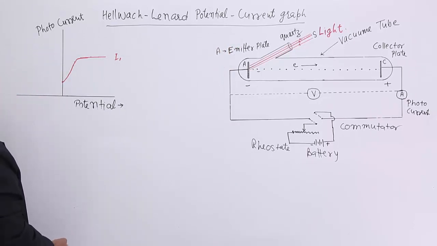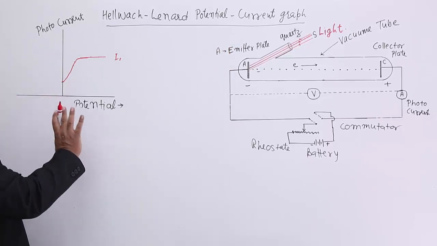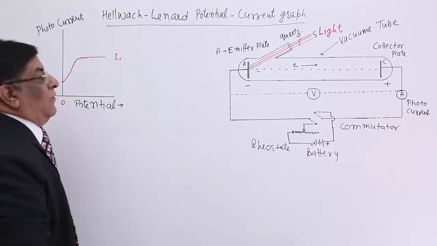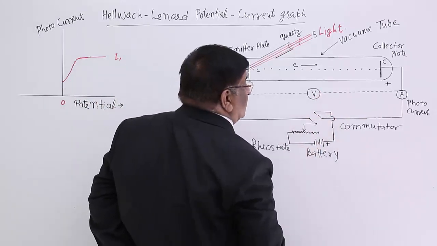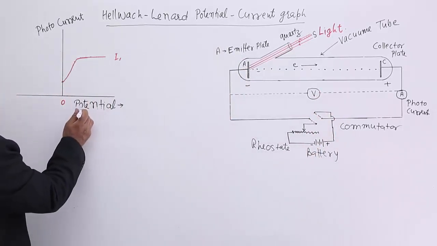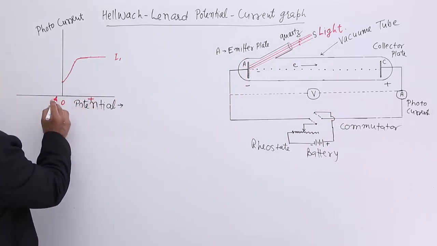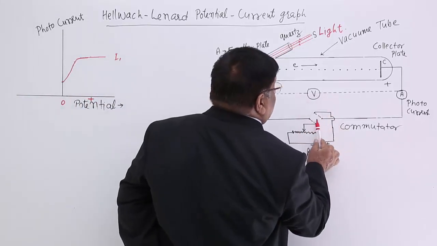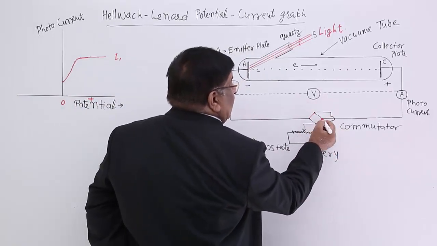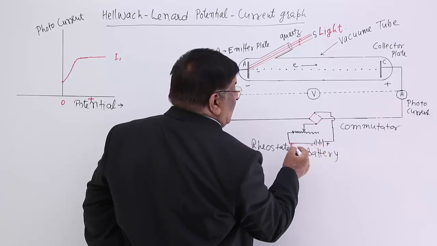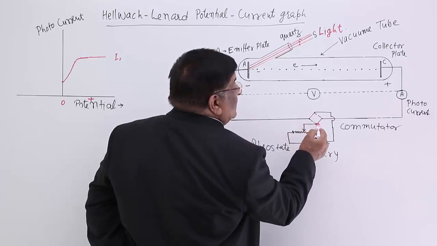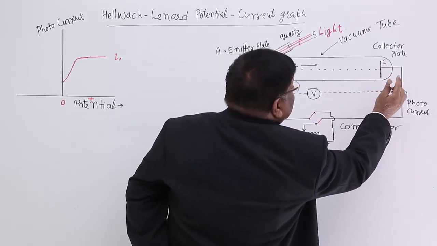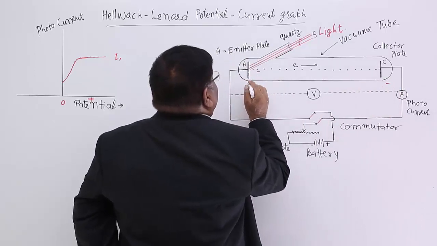Okay, now we try another thing. This was natural, without any potential, at zero potential. Now we change the commutator, and in place of positive potential we start studying the negative potential. Now we are connecting it this way, so this has become minus and this has become plus.